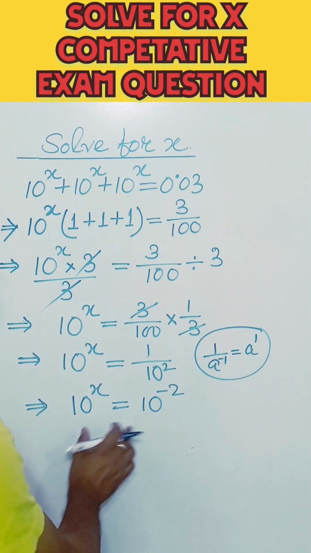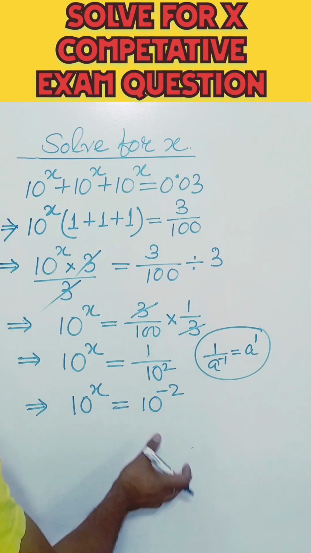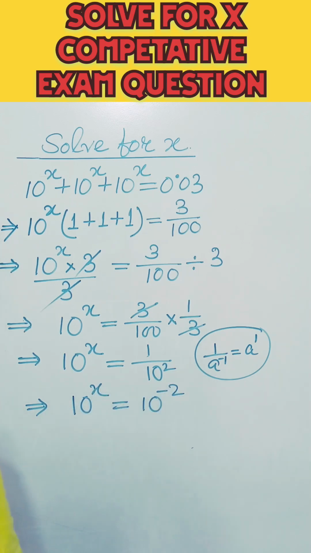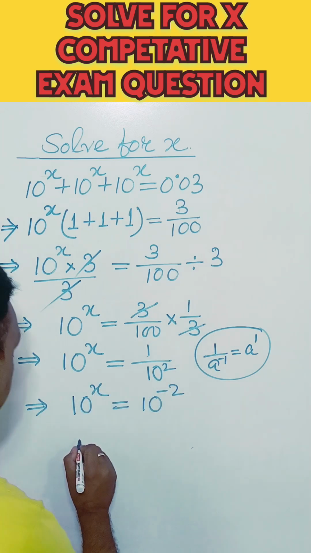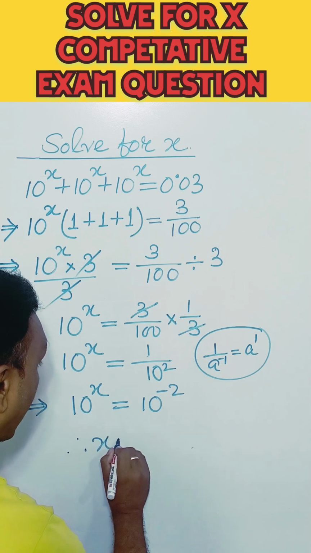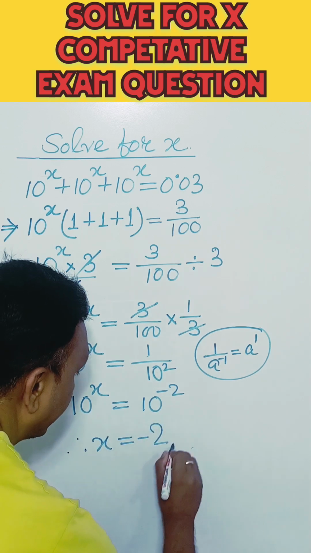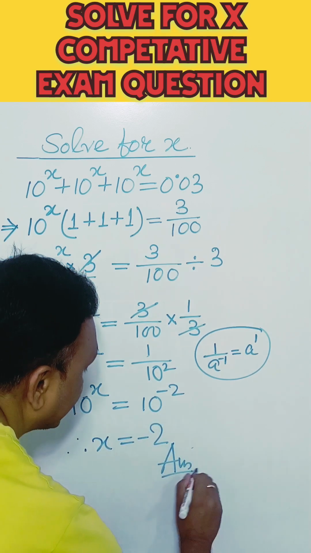So here see, the bases are same, so obviously their powers will be equal from the laws of exponents. So therefore x equal to minus 2 is the value of x.